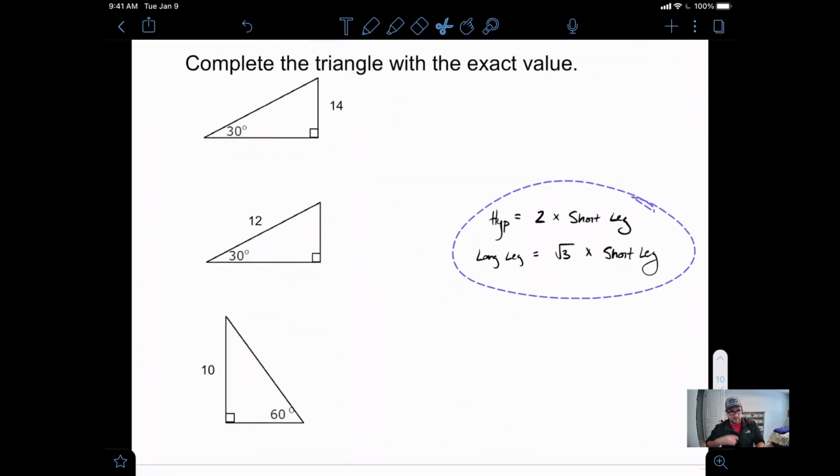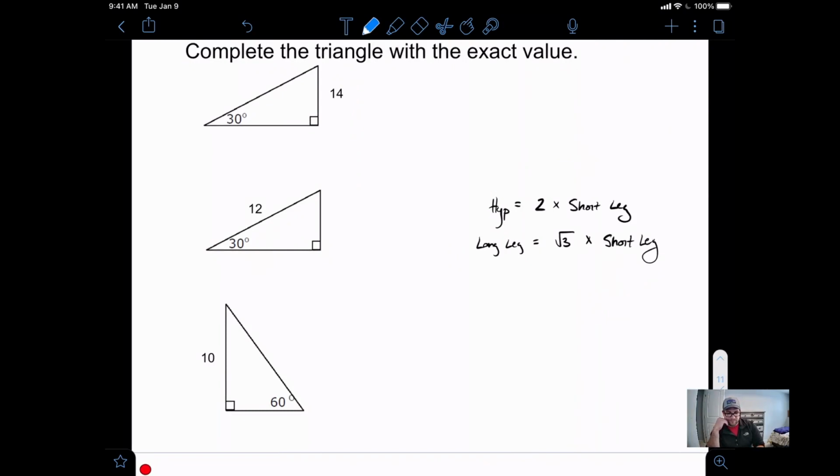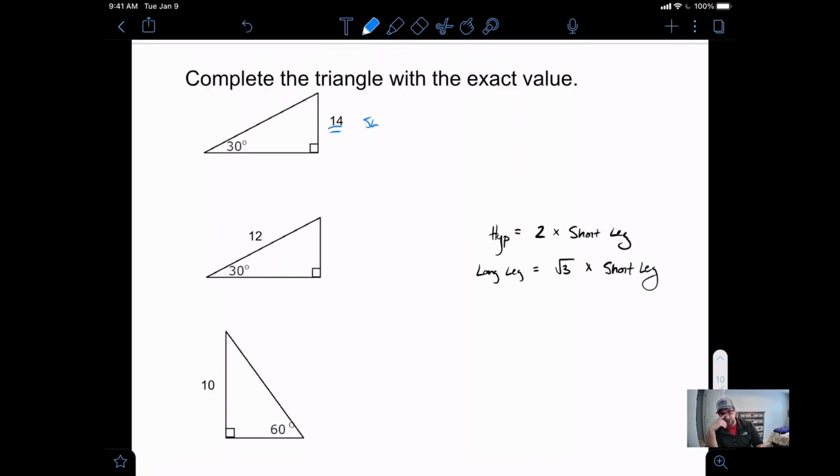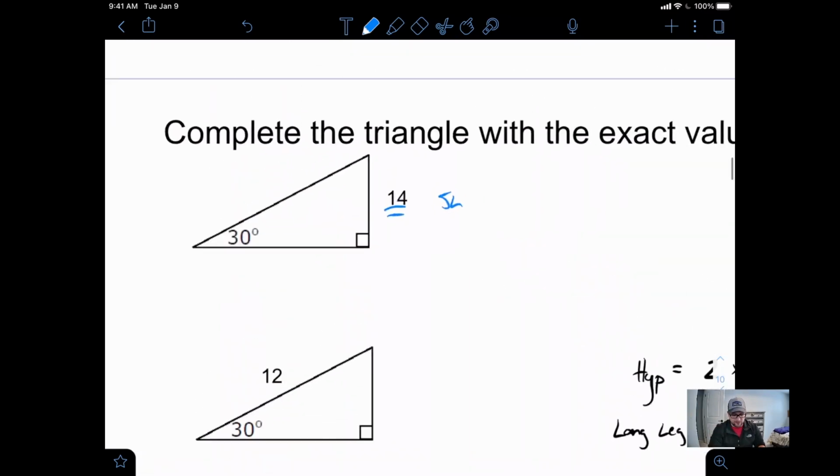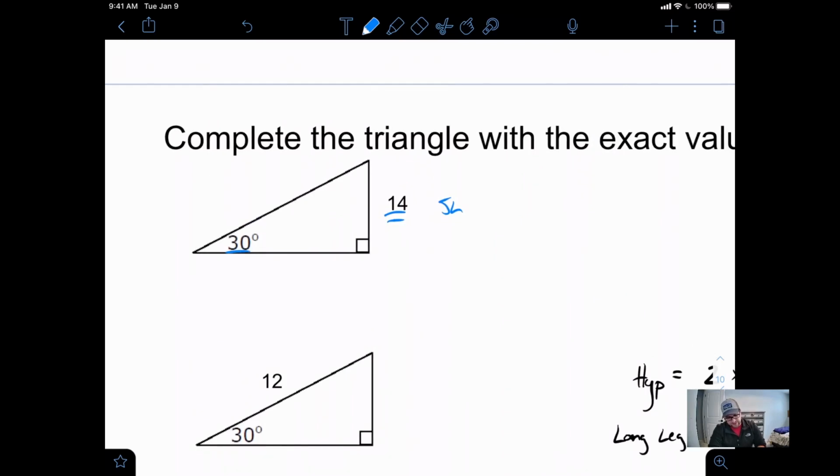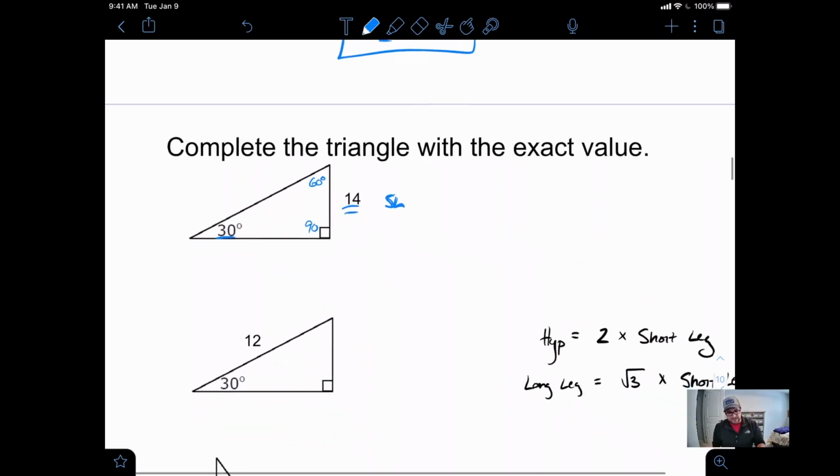So, in this situation, this 14 is my short leg. And we're being asked to find everything else to complete the triangle with the exact values. So if this is 30 degrees and this is 90 degrees, then up here this has to be 60 degrees. Now, since we are being given what the short leg is, we can use that to find the hypotenuse, right? The hypotenuse is just whatever the short leg is times 2. So 14 times 2 means our hypotenuse is going to be 28.